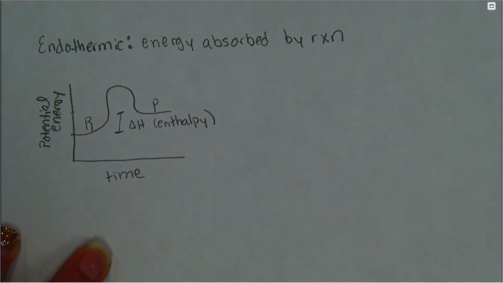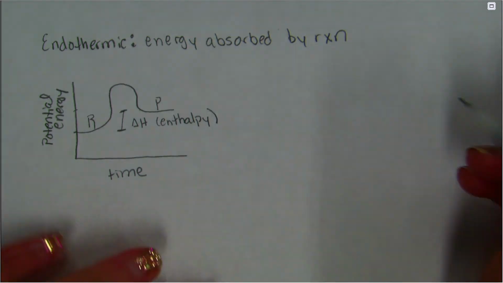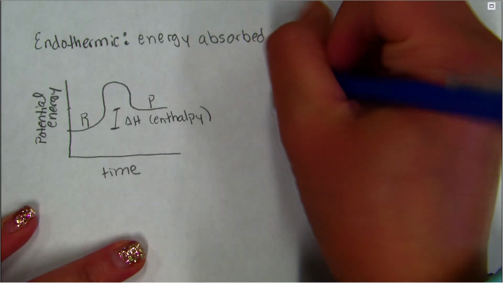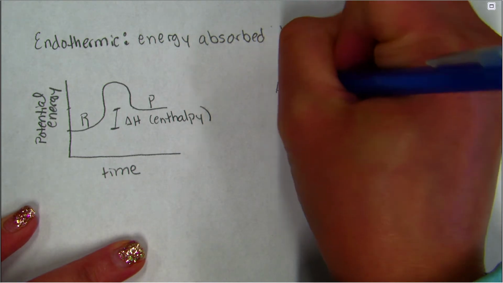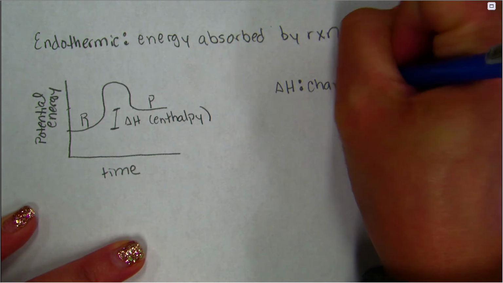So enthalpy is simply going to be defined as the change in heat during a reaction. All right, so the enthalpy, or delta H, is the change in heat during a reaction.